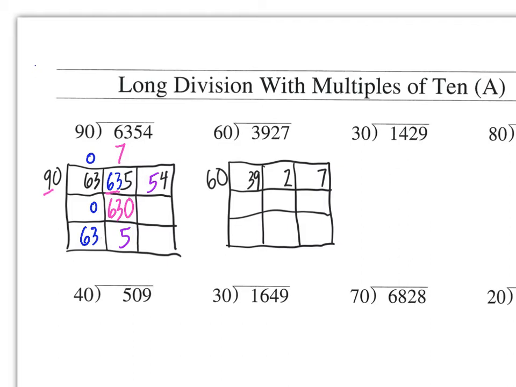All right, next we look, and it looks like 90 will not go into 54, so we put a 0. 0 times 90 is 0, and I know it seems like a pretty big remainder, but our remainder is actually 54.